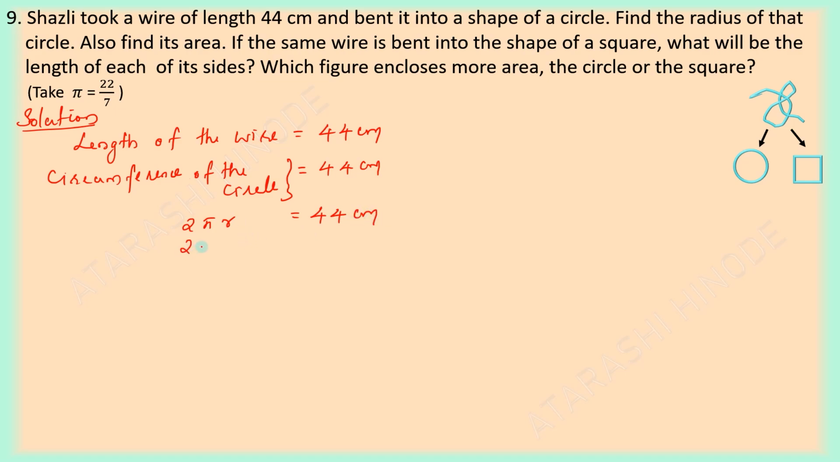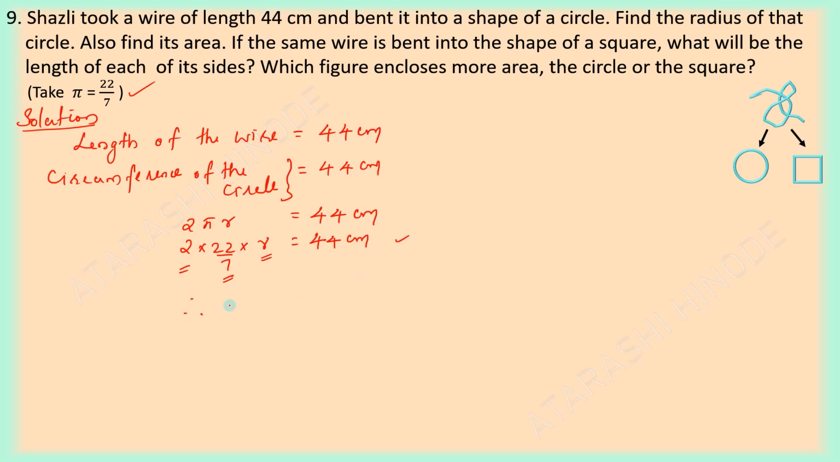That is equal to 2 into pi, which is given as 22 by 7. So 22 divided by 7 into r, that we have to find out. So write r as it is, that is equal to 44 centimeter. Now we have to get the value of r. So keep r here itself and we have to move these numbers, that is 22 by 7 and 2, from this side, that is from LHS to RHS.